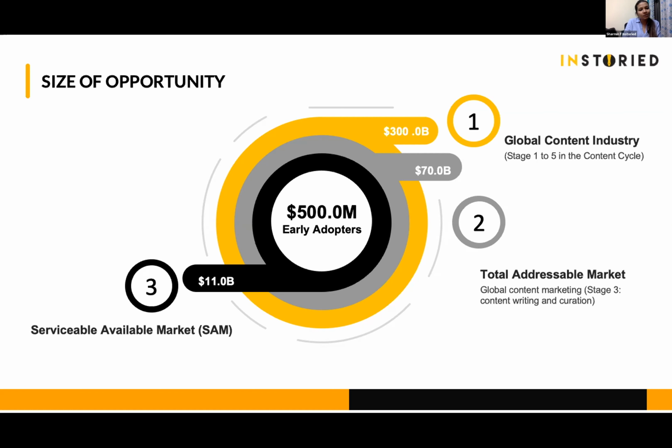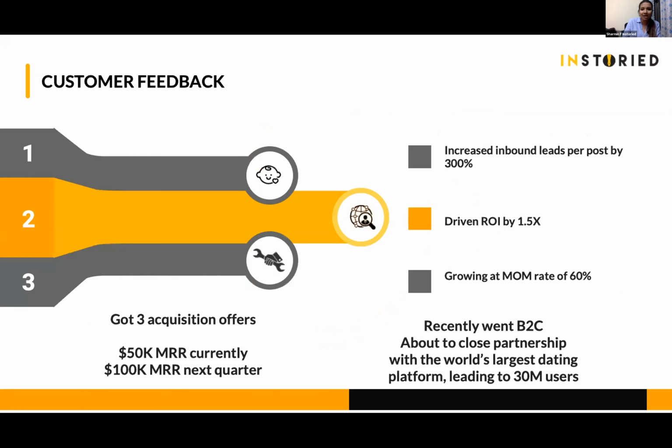I'm also happy to tell you that we started selling only in the middle of COVID-19, that is last year in April. We've grown 400% in the last 10 months. We've got some amazing customer feedback so far. We've helped increase inbound leads per post by over 300%. We've driven ROI by 1.5x. We're currently growing at a month-on-month rate of 60%. We've already got 3 acquisition offers. Right now, we are at $60,000 in MRR, and we are about to get to $75,000 in MRR by the end of this month. And we have a very clear roadmap in place about how to get to $100,000 in MRR next quarter.